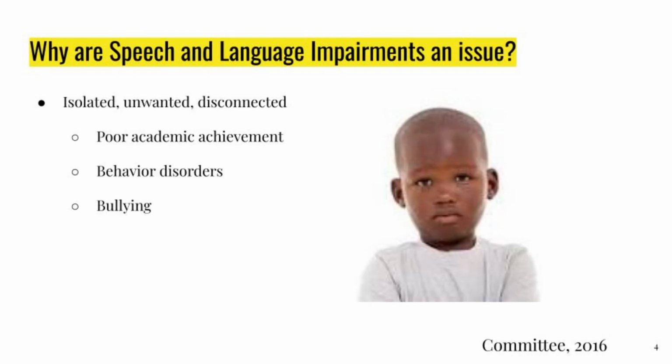Speech and language impairments can affect students in many ways. A major issue resulting from speech and language impairments is delayed social and emotional development. In most cases, this is because students feel isolated, unwanted, or disconnected from their classmates. This disconnect can lead to poor academic achievement, behavioral disorders, and unfair treatment from classmates.